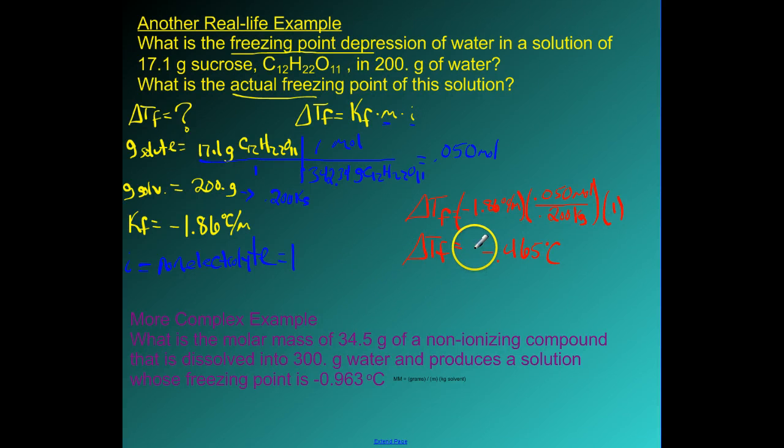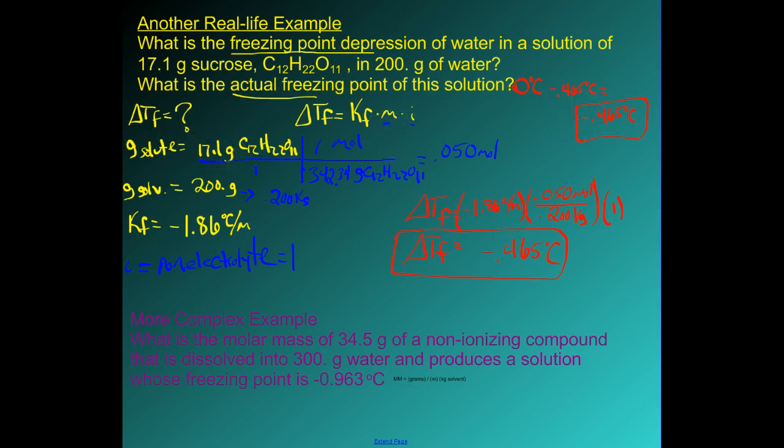Finding the final answer of negative 0.465 degrees Celsius as my delta T value is the freezing point depression, so that's how much it's lowered by adding that much sucrose to water. And then the actual freezing point of the solution, since typical water freezes at 0 degrees Celsius and it's being lowered by negative 0.465 degrees Celsius, the final answer is negative 0.465 degrees Celsius as the new freezing point of my solution. So in this case, both answers are identical.